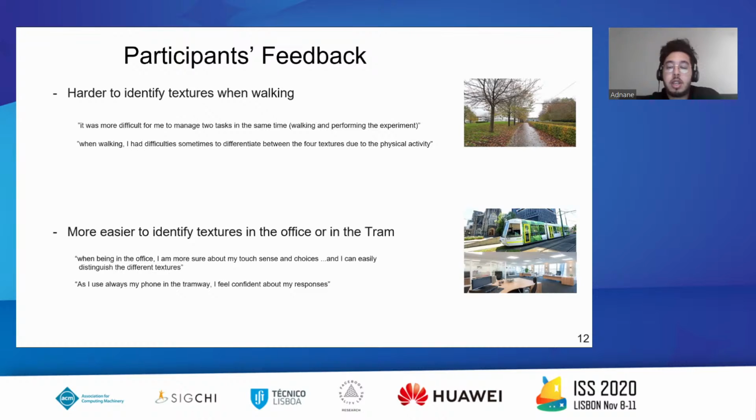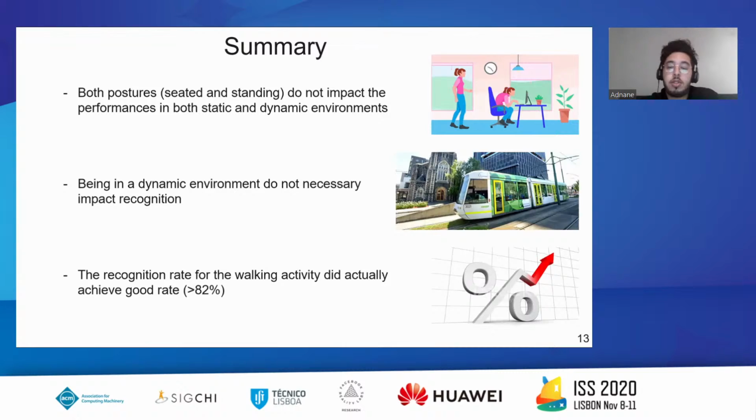To summarize our results, we found that both postures, here we have seated and standing, do not impact the performance in both static and dynamic environments. We found also that being in a dynamic environment does not necessarily impact recognition, as we did not find any effect on either accuracy or recognition time. Our results also showed that walking in the street had an impact on recognition rate. We observed a decrease of performance up to 8.45%.